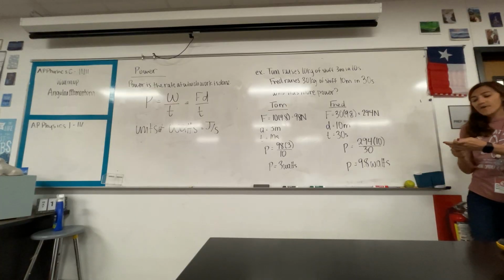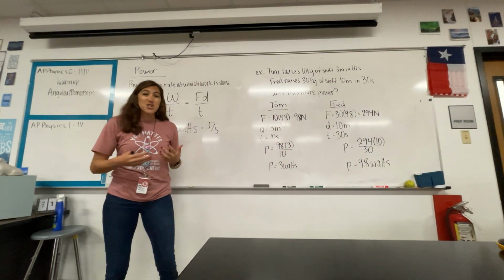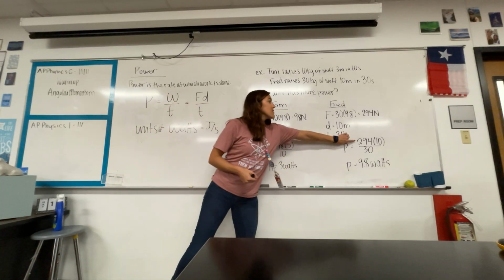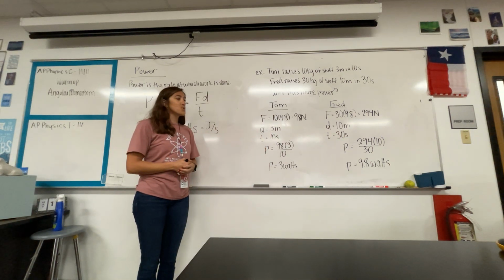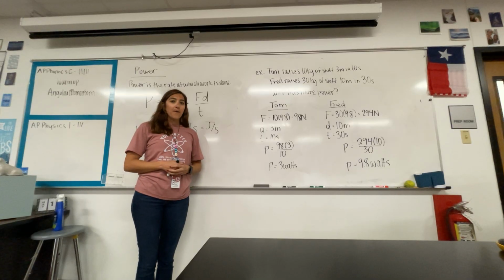So, even though Fred took longer to do his work, he actually did a lot more work. He did a substantially larger amount of work, 2,940 joules of work. So even though it took him longer, he actually had more power.